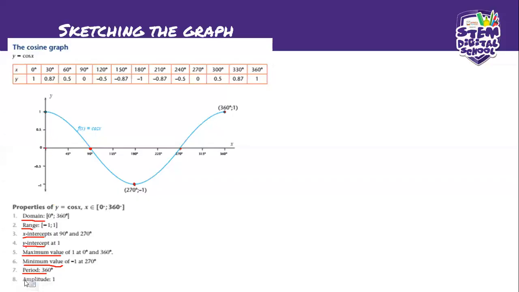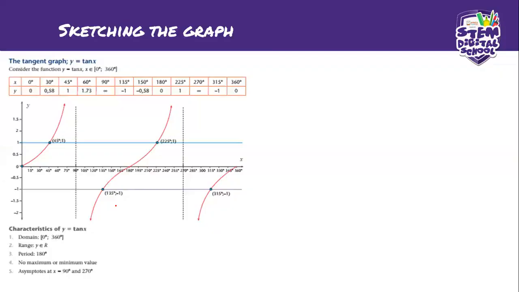So whenever you have to determine the amplitude, you just have to know where the maximum or the minimum is, so that when you take a line from this center up to the maximum, it tells you what your amplitude is. I think we are done with the cosine graph. We can now proceed.